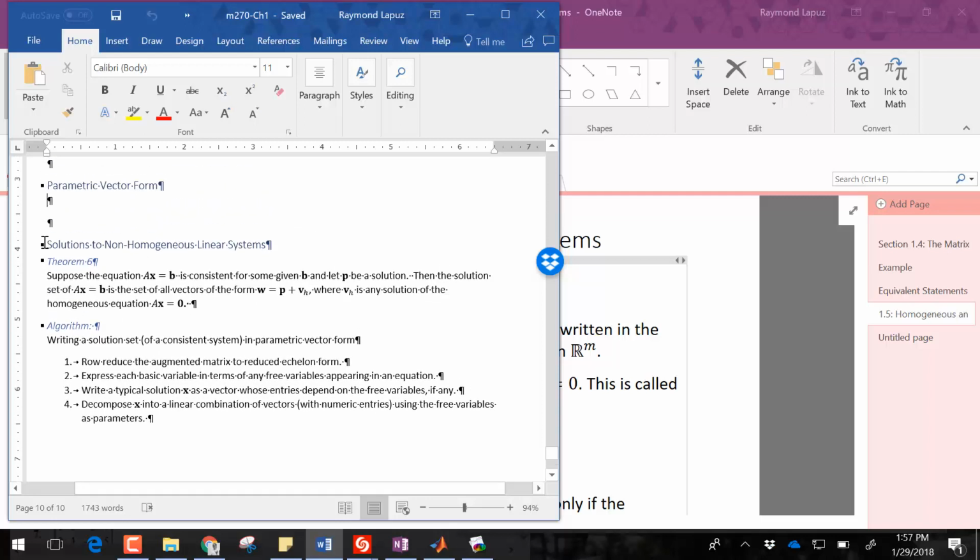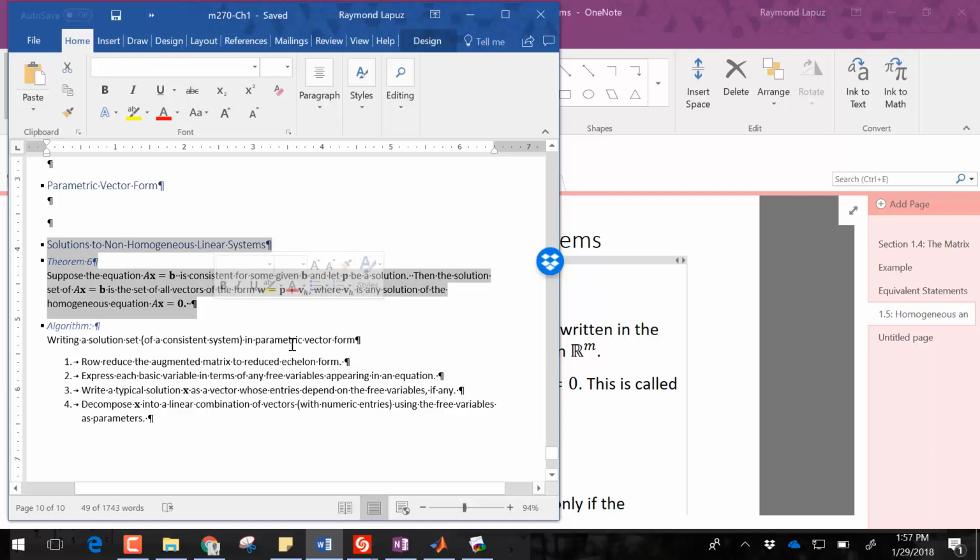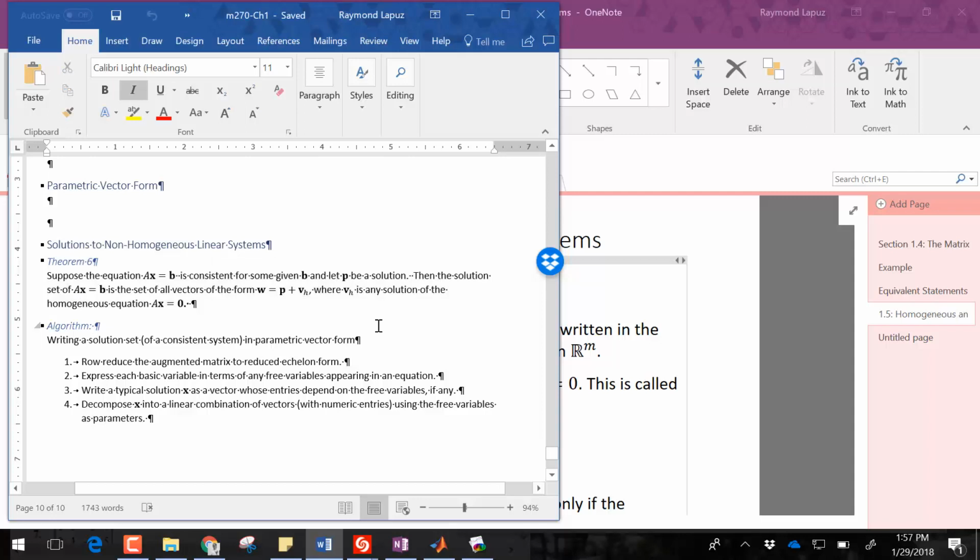Oh, solutions to non-homogeneous differential, or not differential equations. Yeah, we'll put this up next time. Next time we're going to finish 1.5, and then we're going to finish with non-homogeneous systems, and then look at the relationship between homogeneous and non-homogeneous systems. And in R2 and R3, we can see it graphically. So we'll do that.